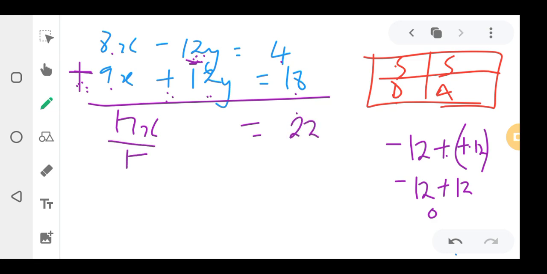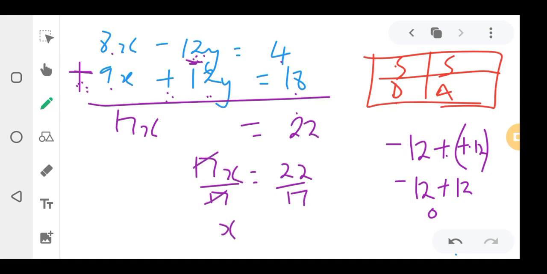If you divide by 17, let me do the stage on the next one. So we have got 17x is equal to 22, divided by 17 there, also by 17 down. So x is going to be equal to 22 over 17. Okay, so x is equal to 22 over 17. That's what x is. So I'm trying to find y.